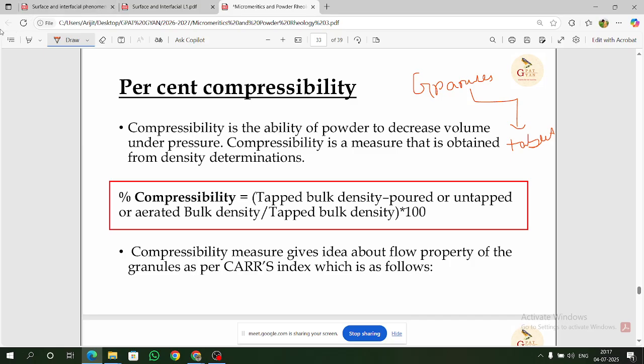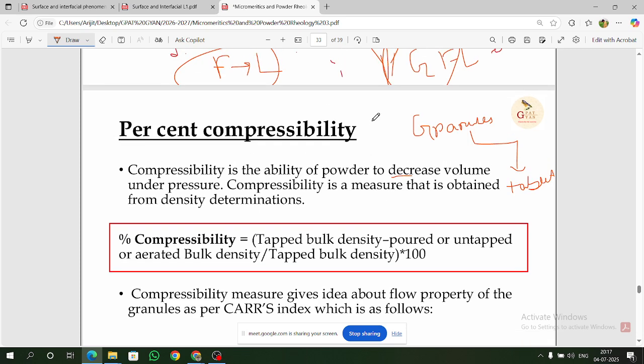Okay, the thing is compressibility. Compressibility means what happens. I have already told you about tablet compression. In tablet compression, this is the phenomenon by which a tablet is formed from granules. But the basic phenomenon you have to understand is volume. If you consider granules, there is a lot of void volume, bulk volume, different types of void space, which we discussed in the previous class: intraparticulate volume, interparticulate volume, all of these will be there.